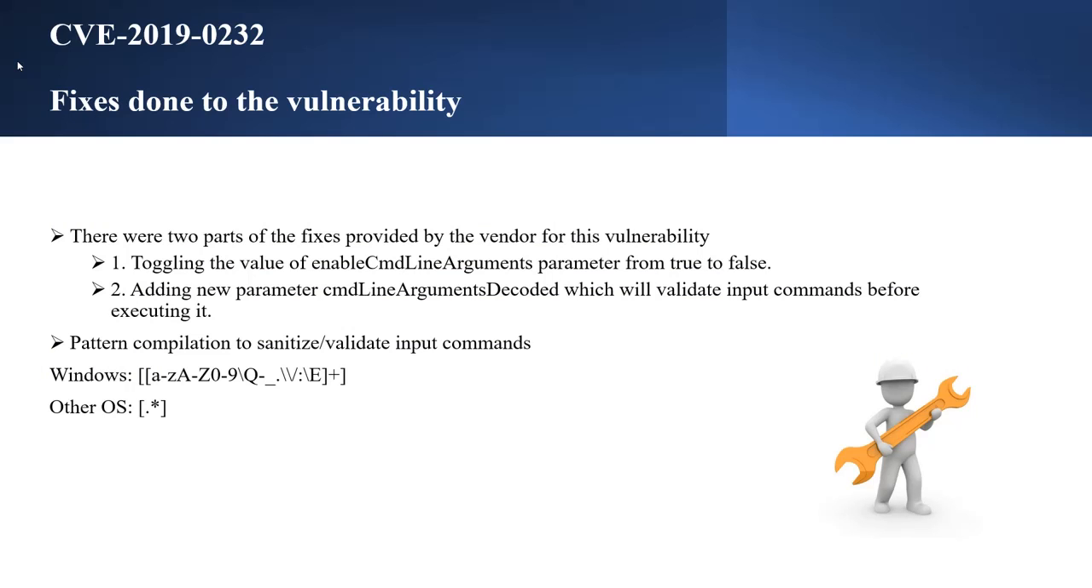As discussed earlier, the vendors provided two major fixes. The first one was changing the enableCmdLineArguments parameter, and the second one was adding a new parameter to the config file, that is cmdLineArgumentsDecoded. This parameter will validate the command given in the input before executing it, checking whether the command is for the CGI or for Windows. If the pattern matches and shows that it is for Windows, the further execution of the command will be aborted and the system will be safe. Here the patterns are shown for Windows and other operating systems that need to be matched for the validation of the input commands.